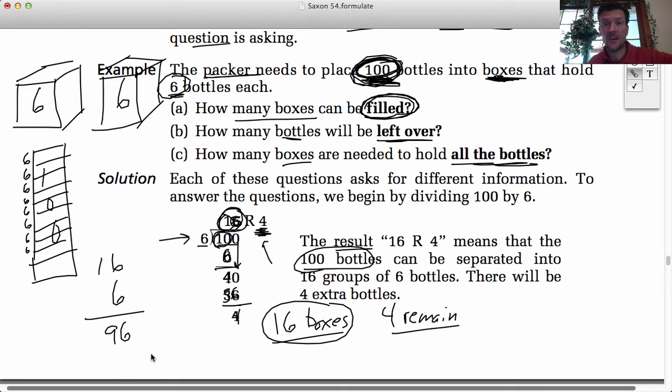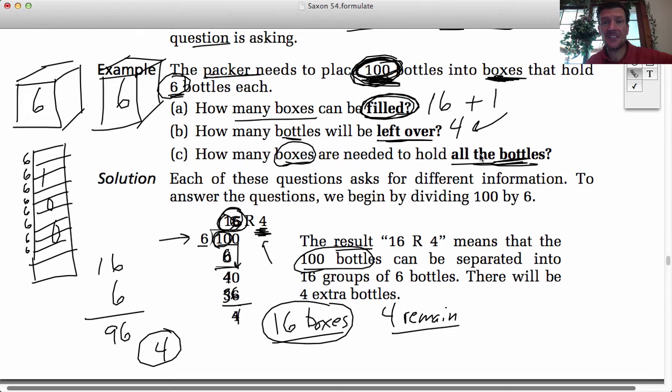So 96 of the bottles are going to fit into boxes evenly, into equal groups, but then you're going to have those 4 remaining ones that are not going to fill up the box. Okay? So to answer all these questions, how many boxes can be filled? 16. How many bottles left over? 4. And then how many boxes are needed to hold all the bottles? Well, you're going to need 16 plus 1 more to put those remaining 4 in.